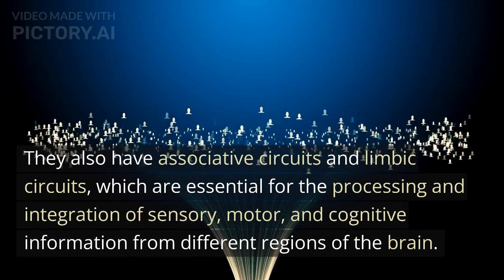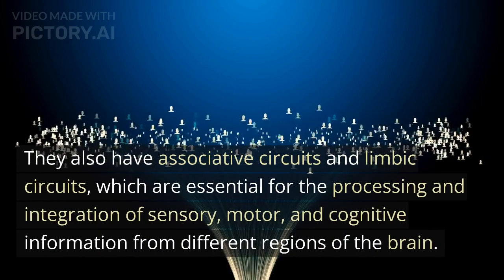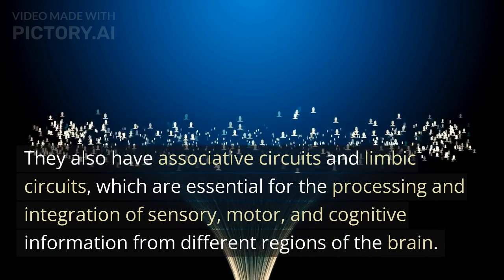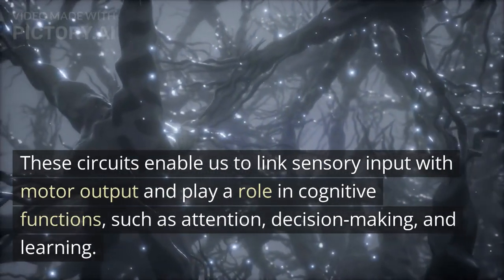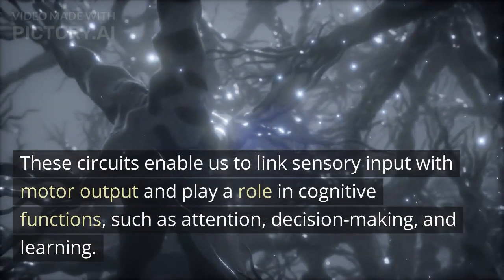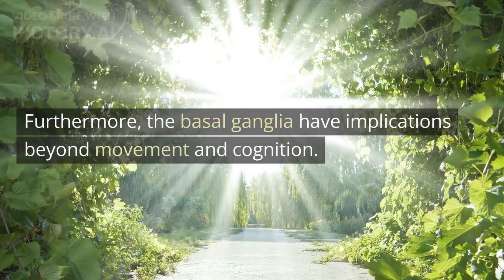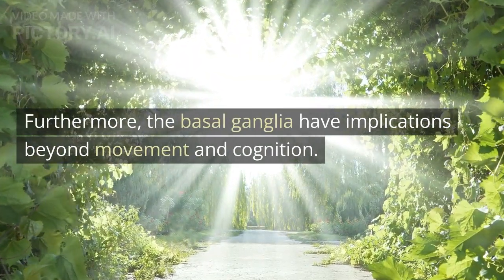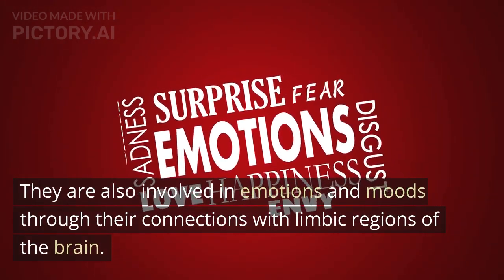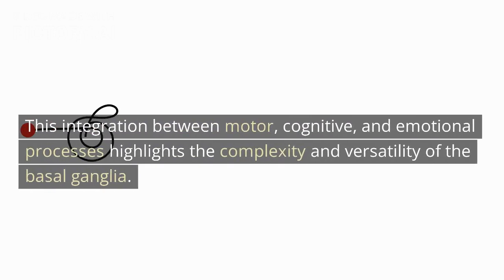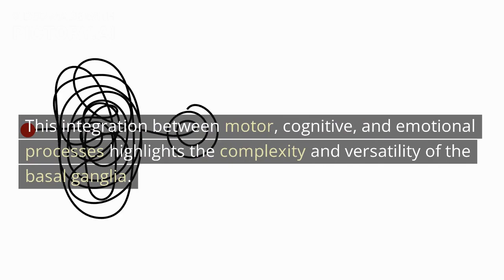They also have associative circuits and limbic circuits, which are essential for the processing and integration of sensory, motor, and cognitive information from different regions of the brain. These circuits enable us to link sensory input with motor output and play a role in cognitive functions, such as attention, decision-making, and learning. Furthermore, the basal ganglia have implications beyond movement and cognition. They are also involved in emotions and moods through their connections with limbic regions of the brain. This integration between motor, cognitive, and emotional processes highlights the complexity and versatility of the basal ganglia.